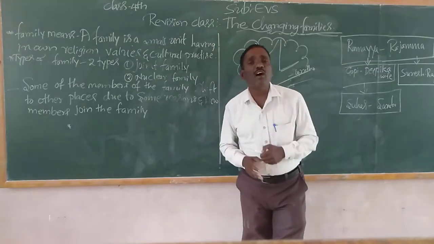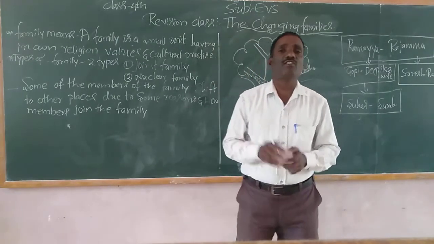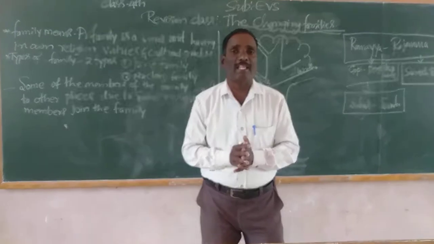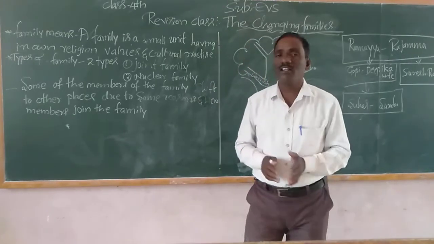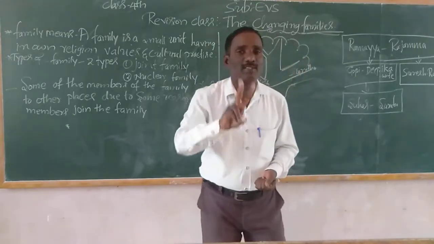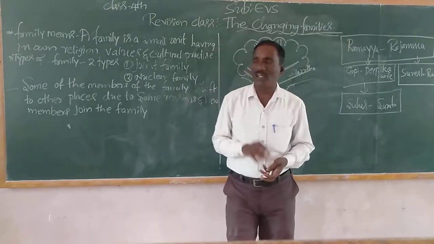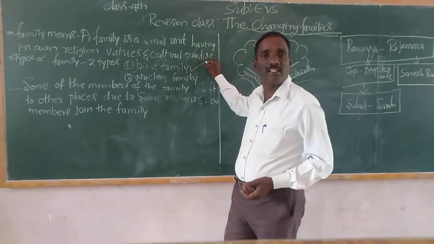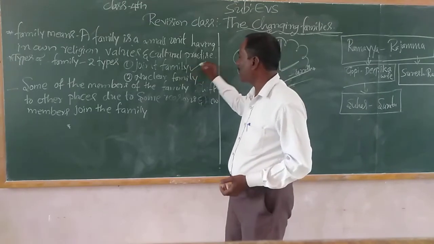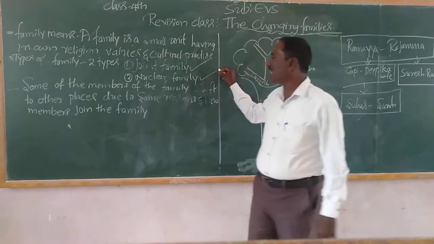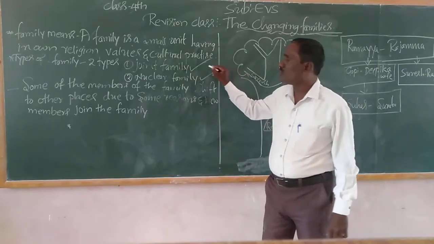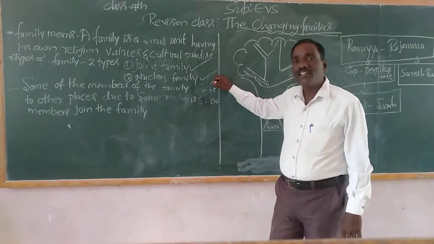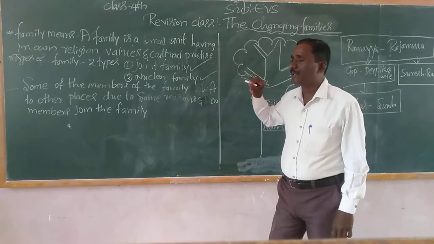The types of the family. Which are the types of the family? There are two types of family. First one, joint family. Next, nuclear family. Joint family and then nuclear family.